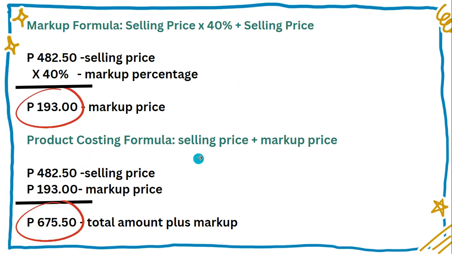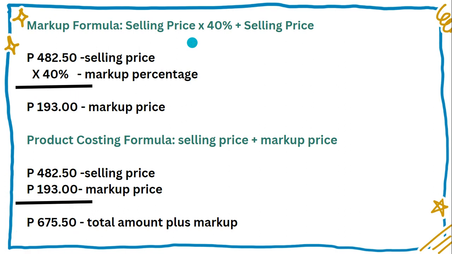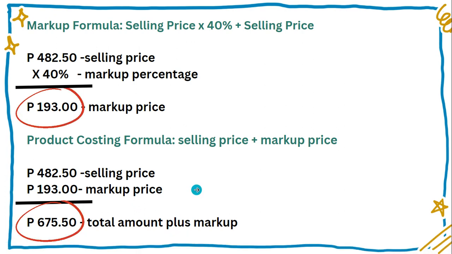For the product costing formula, selling price plus markup price. We're just going to copy this because this is our selling price. 482 pesos and 50 centavos plus 193 pesos, the markup price, is equal to 675 pesos and 50 centavos. So that is the total amount plus markup.